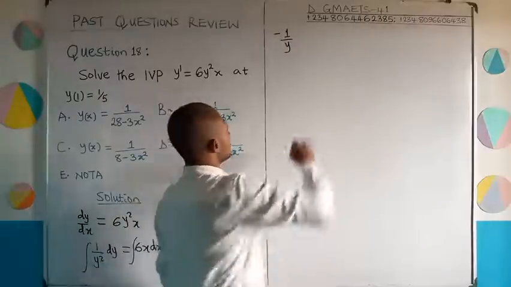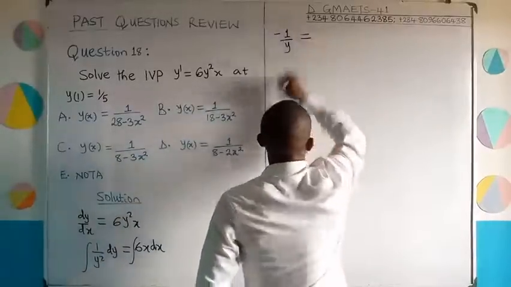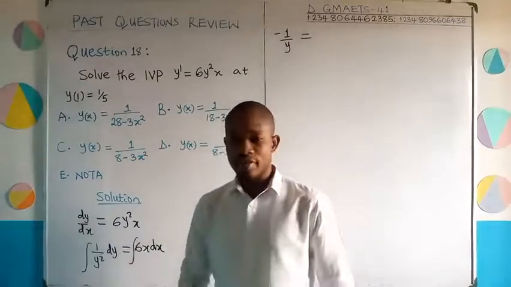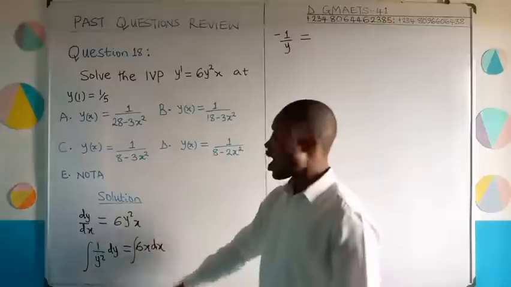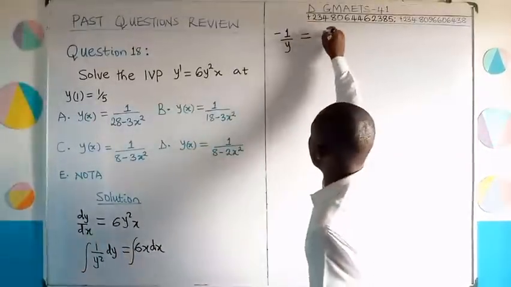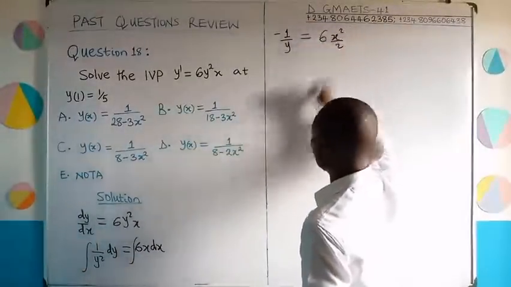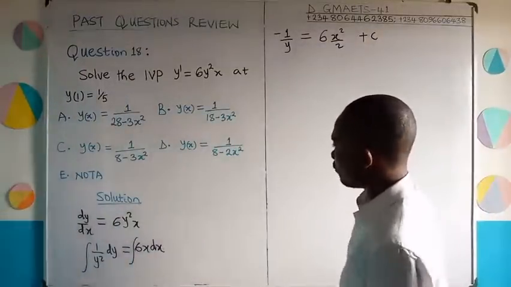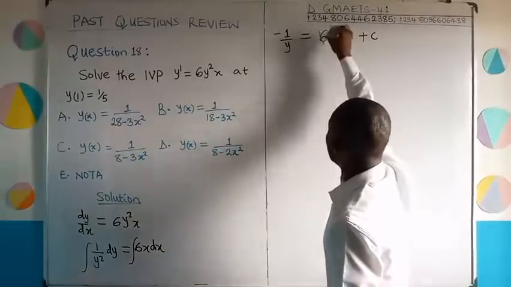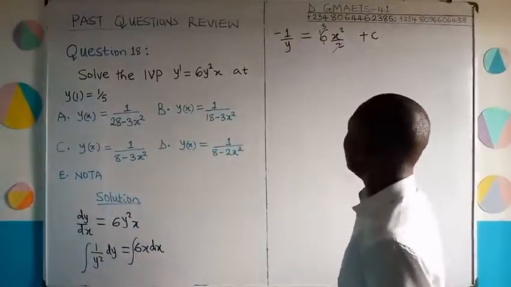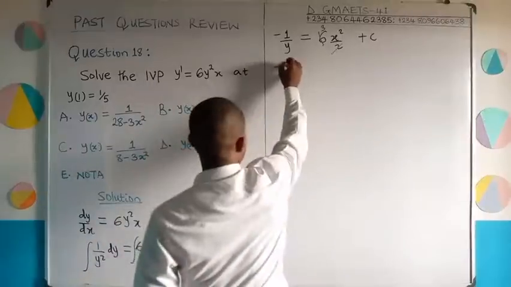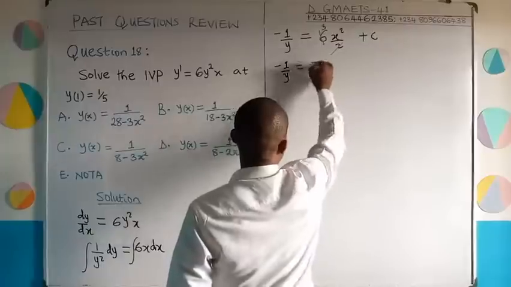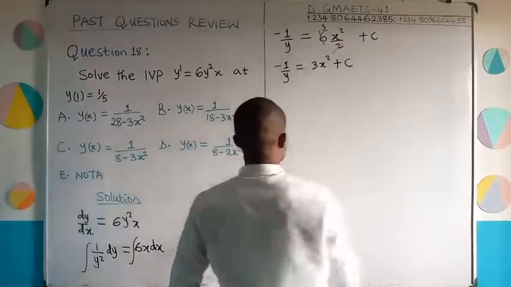Good. Now we're going to equate this to the integral of 6x dx. That 6 is a constant, so pull it out of the integral sign. You have 6 integral x dx. If you integrate x, you are going to get x squared divided by 2. I've integrated this, so you put plus c, your constant of integration. Clearly, this and this will cancel, so you get 3 here. And so this is actually negative 1 over y equal to 3x squared plus c.